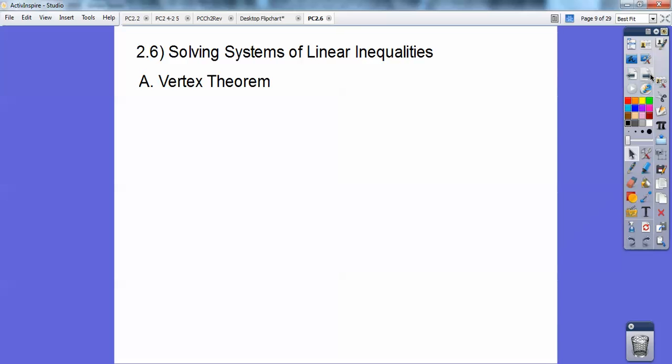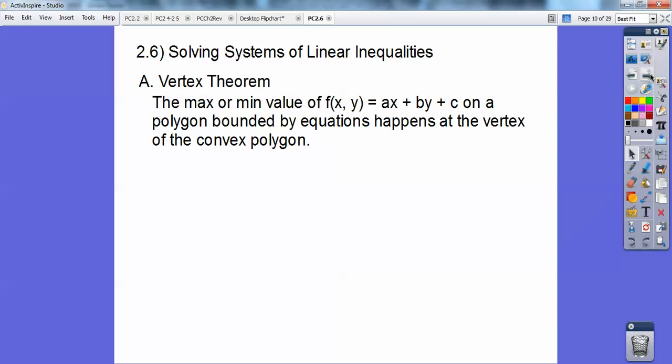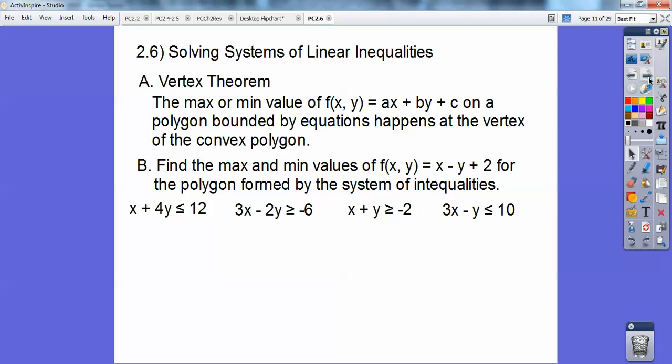All right, so here we go. Solving systems of linear inequalities. This is the vertex theorem. What it says is if you're given a function in terms of x and y, then on any polygon that's bounded by some equations, your maximum or minimum will be wherever the vertices are where these bounding equations meet. I think that'll make a lot more sense with this example right here.